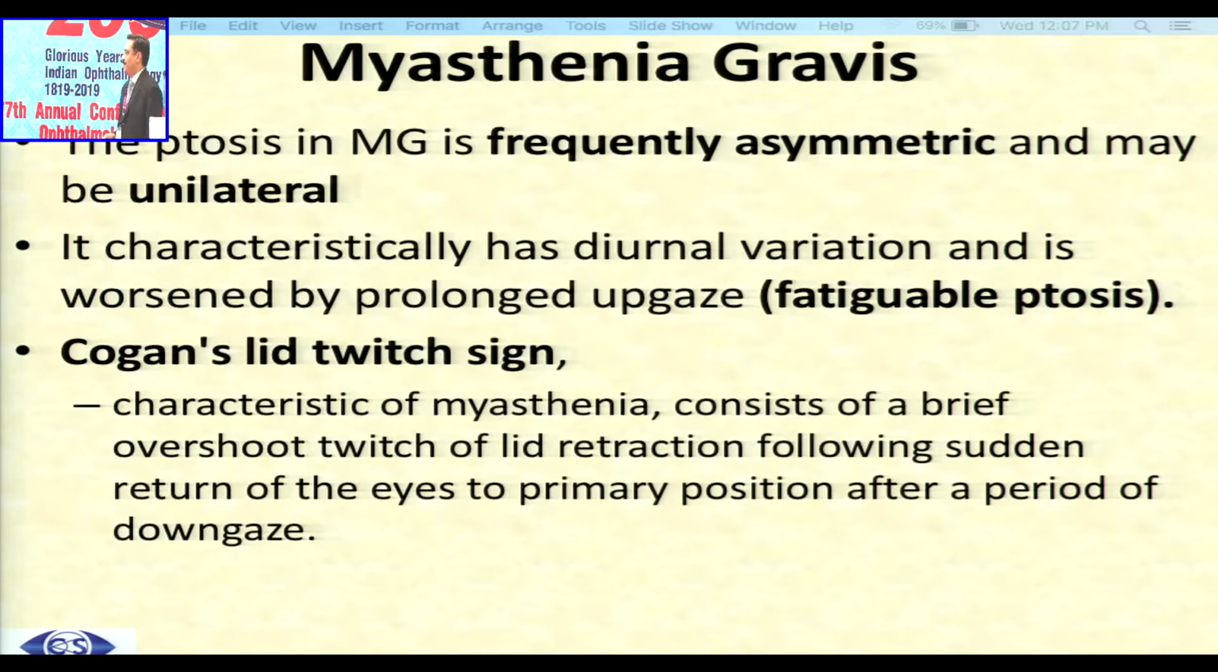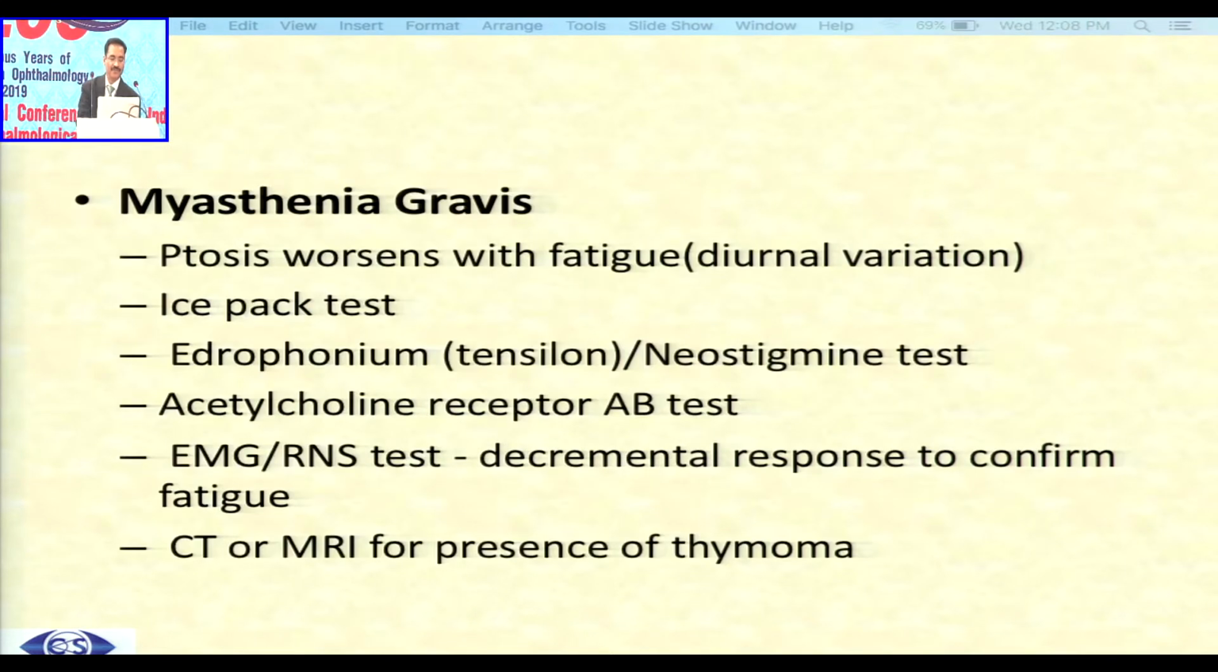Here you ask the patient to move the lid up after down gaze, and there will be a classical upshoot, overshoot of the upper eyelid. This is because of overacting saccadic movements in myasthenia gravis. Then a very important test is the ice pack test. This can be done in OPD. I'll tell you how it is done.